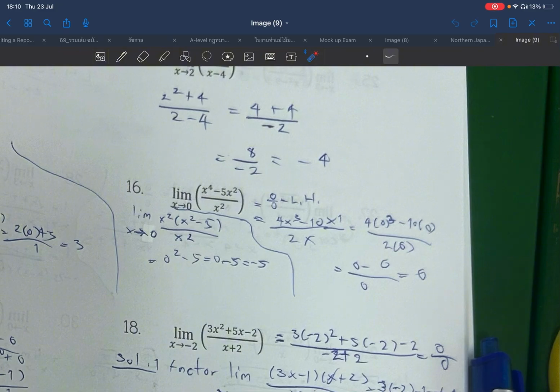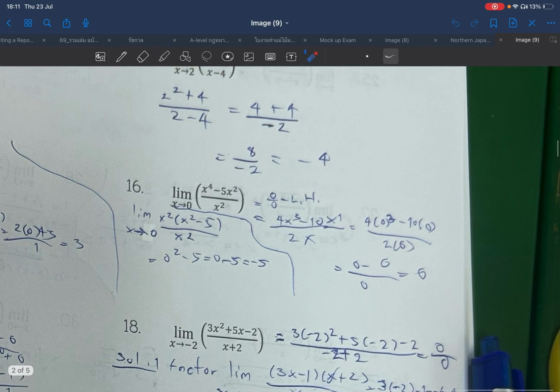Number 16. The limit of (x⁴ - 5x²) over x² as x approaches 0. Direct substitution yields 0 over 0. Factoring method, start with this one. We factor out x² from the numerator. So we cancel x² out to get x² - 5.